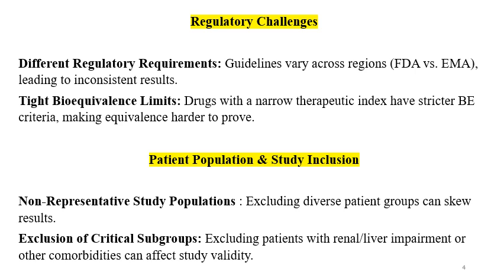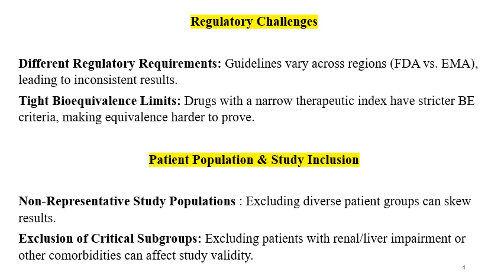Then tight bioequivalence limits. Drugs with a narrow therapeutic index have strict BE criteria that may make equivalence harder to demonstrate or prove. For NTI drugs, the bioequivalence criteria is 90 to 111%. The geometric mean for Cmax and AUC T/R ratio should be between 90 to 111% for NTI drugs. So it makes it difficult to prove the bioequivalence.